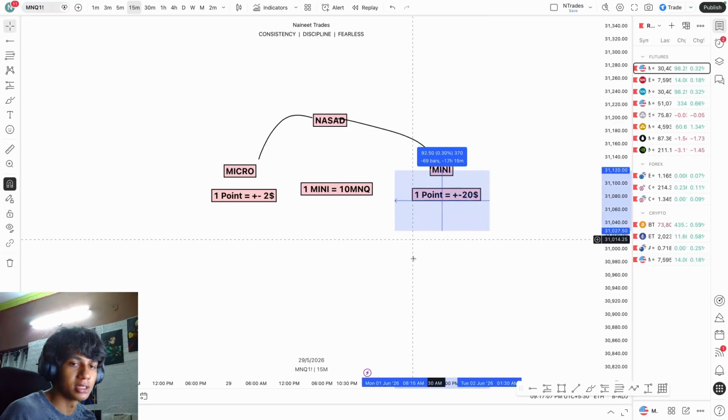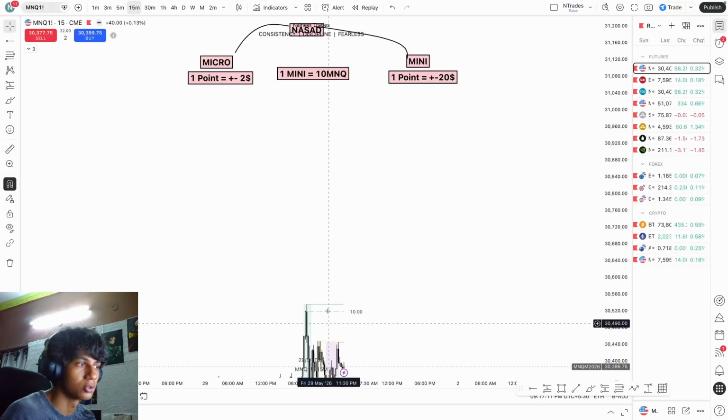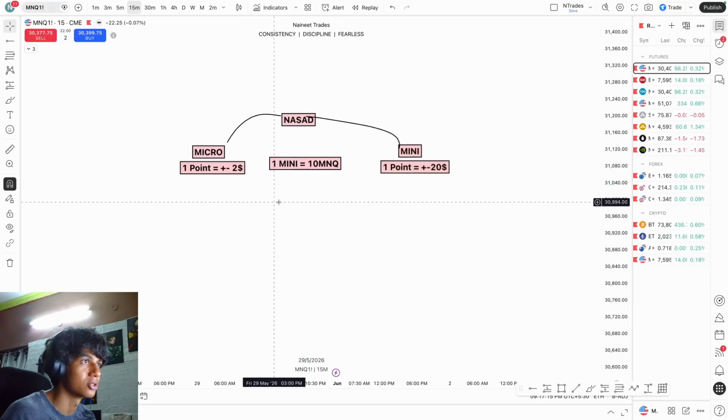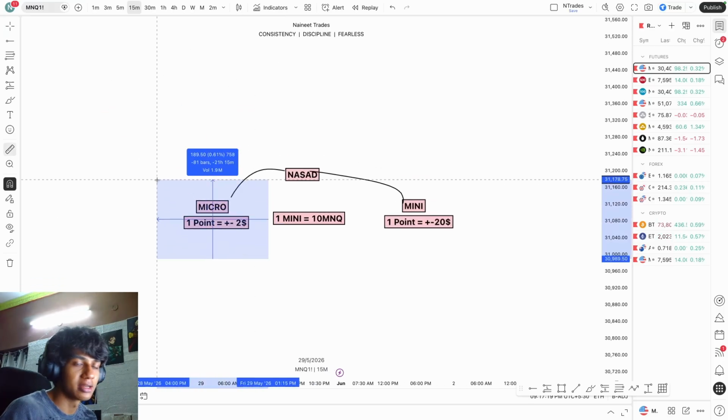And every mini, so your PNL is going to have like plus or minus $1,000 का movement. So it's really fast. It's advised for professionals to take trades on mini, not micro. Okay, but micro is literally friendly for everyone.